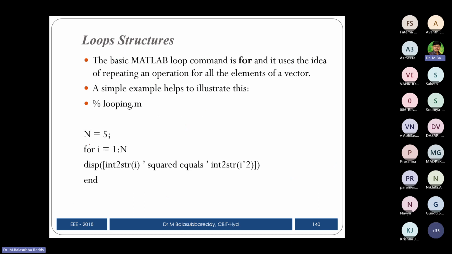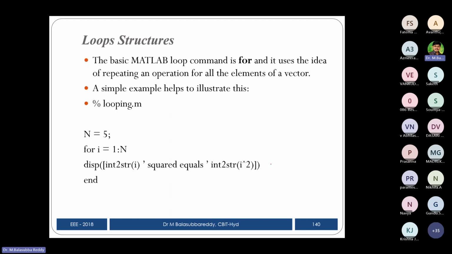Now see another for loop. N is equal to 5, for I is equal to 1 to n. Display integer to string, because a display command will give only string values. Even if it is a number, you have to convert it into a string, then only you can use it in the display command. Directly it will not display the number. That is the reason we see here display integer to string of I. What is I here? 1.